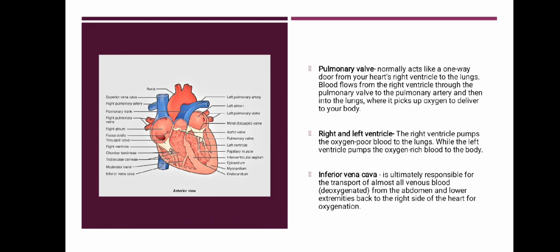Pulmonary valve normally acts like a one-way door from your heart's right ventricle to the lungs. Blood flows from the right ventricle through the pulmonary valve to the pulmonary artery and then into the lungs, where it picks up oxygen to deliver to your body. Right and left ventricle. The right ventricle pumps the oxygen-poor blood to the lungs while the left ventricle pumps the oxygen-rich blood to the body. The inferior vena cava is ultimately responsible for the transport of almost all deoxygenated venous blood from the abdomen and lower extremities back to the right side of the heart for oxygenation.